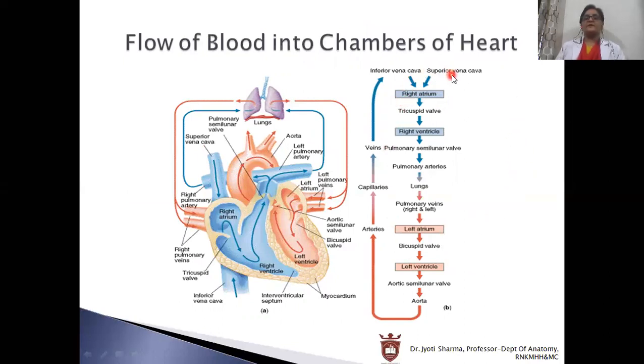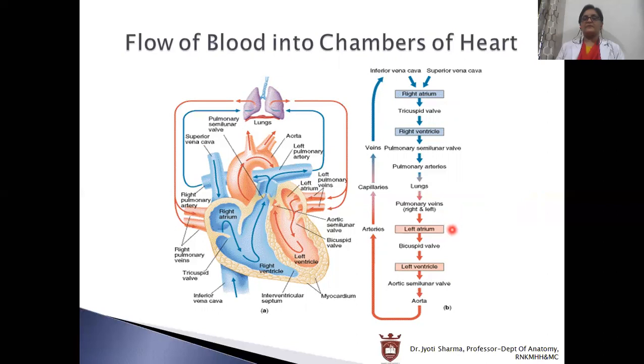The superior and the inferior vena cava take the blood to the right atrium. Through the right atrium, to the right atrioventricular orifice, which is guarded by the tricuspid valve, it goes to the right ventricle. From the right ventricle, the blood goes to the pulmonary arteries, and from the pulmonary arteries, it goes to the lungs. In the lungs, the blood is oxygenated, and this oxygenated blood is taken by pulmonary veins, two on the right side and two on the left side.